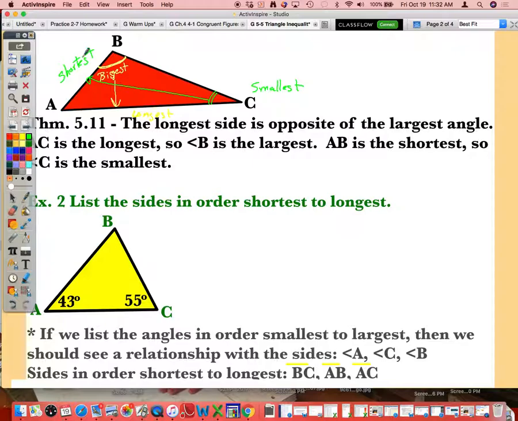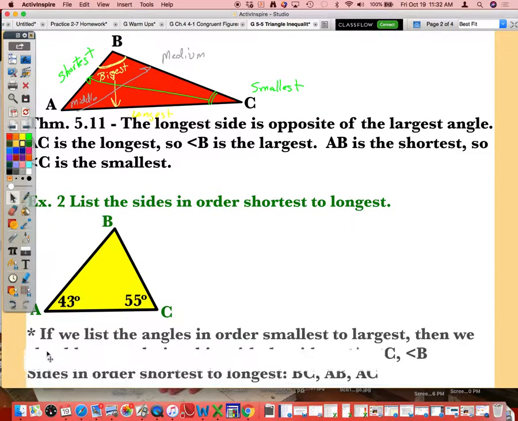You guys with me on that? And then same thing goes, angle A would be in the middle. This would be the medium side. Yes, ma'am. Is every single one going to have one on this side, the smallest and the shortest? No, it's just the way that I kind of use those.